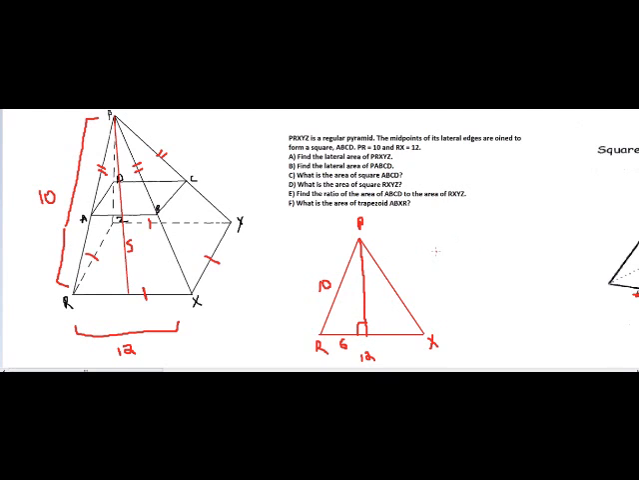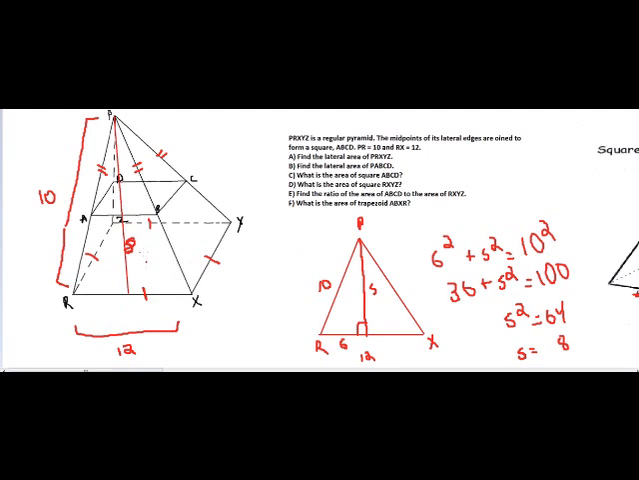So we can do 6 squared plus s squared is equal to 10 squared, where this line is s. Let's square that out. 36 plus s squared is equal to 100. Then you can subtract 36 and you get s squared is equal to 64. So s is equal to plus or minus 8. But it can't be negative 8 because it's the measure of a line, and a line can't have a negative length. So that's just plus 8, or 8. So now we know s is 8 and RX is 12.